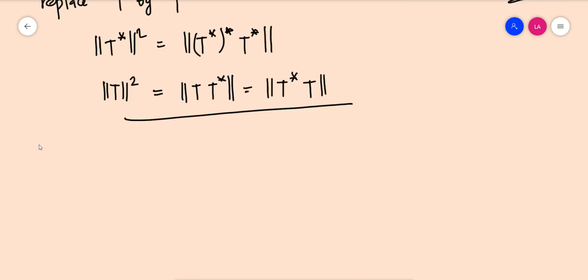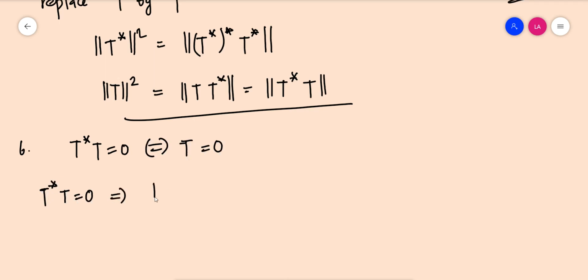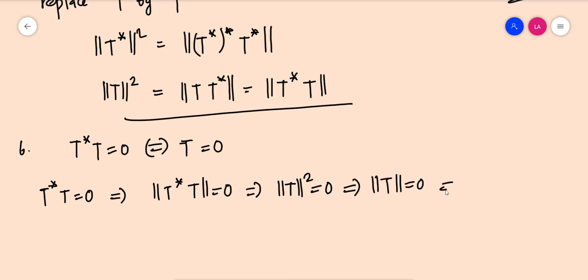So next, property number 6, which is T star T equal to 0 if and only if T is equal to 0. So assume that T star T equal to 0. Then this implies norm of T star T equal to 0. By previous property, norm of T star T is equal to norm of T squared. This implies norm of T squared is equal to 0. This implies norm T is equal to 0. So this implies, by the property of norm, T is equal to 0.